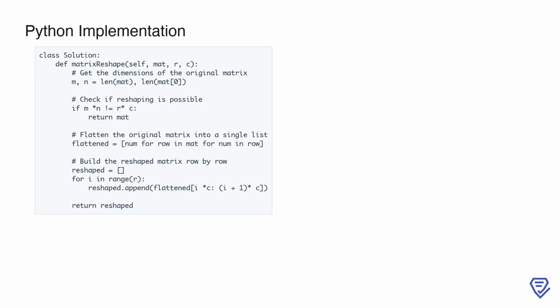This implementation is efficient, with a time complexity of O(m*n), where m*n is the total number of elements in the matrix, as every element is visited once during flattening and slicing operations. Edge cases are handled gracefully. If reshaping isn't possible, the original matrix is returned unchanged. This ensures the function adheres to the problem constraints and avoids unnecessary computations for invalid inputs.